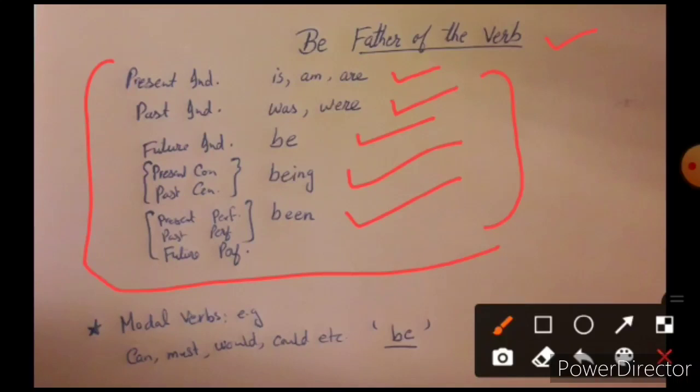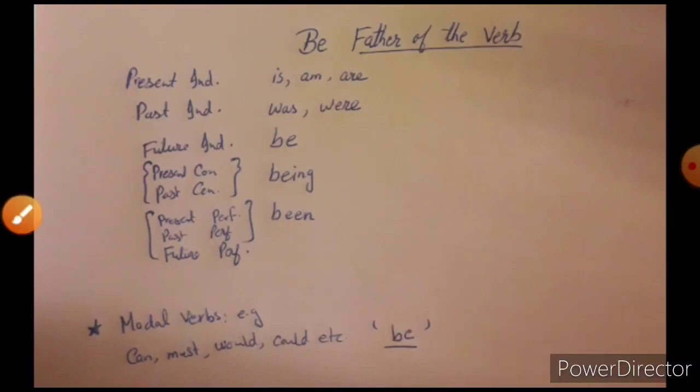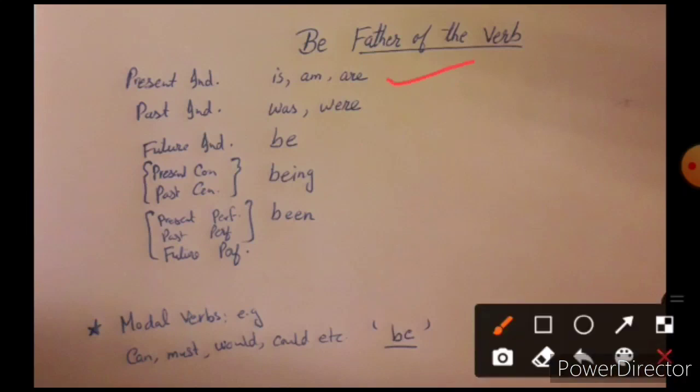Let me repeat it once more. We have is, am, are in the present tense, we have was, were in the past tense, we have be in the future indefinite, we have been for the continuous tenses, and we have been for the perfect tenses over here.